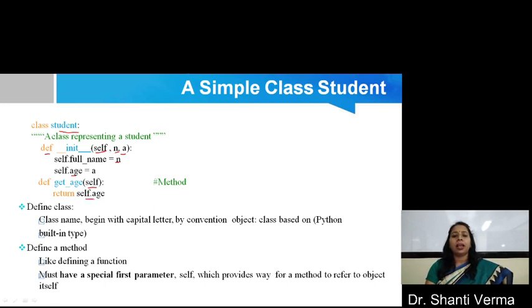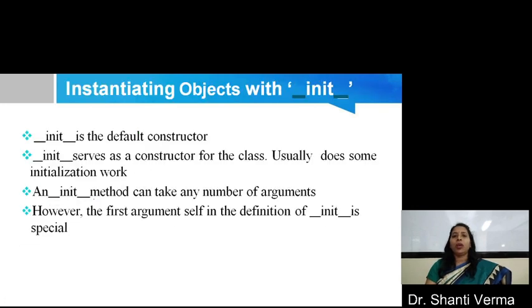Here, a class name begins with a capital letter by convention, and the object class is based on the Python built-in type. Defining a method is the same as defining a function. You just have to make sure that you have a special parameter self, which provides a way for the method to refer to the object itself. Now what is init? Basically, init is a default constructor, and init serves as the constructor for the class. An init method can take any number of arguments. However, the first argument is always self.